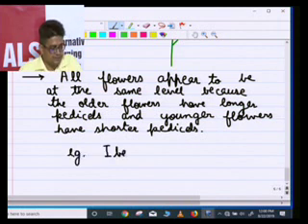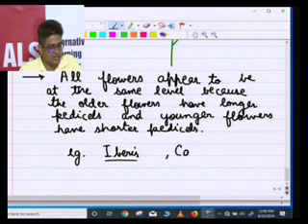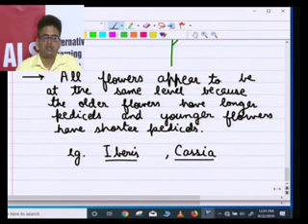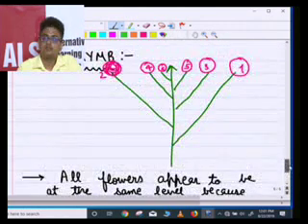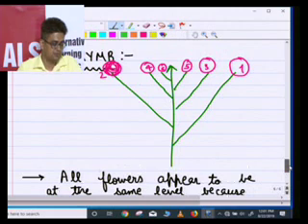Example, Iberis amara or candytuft, and then the other example is Cassia. These are very good examples of corymb inflorescence. Okay, everybody has done this. Okay.